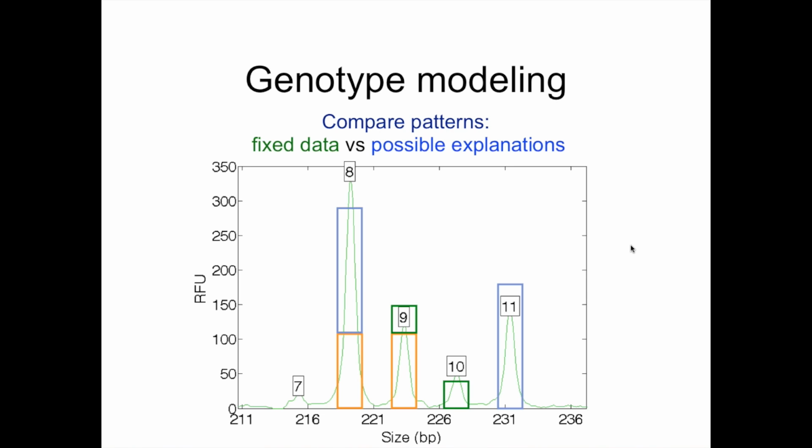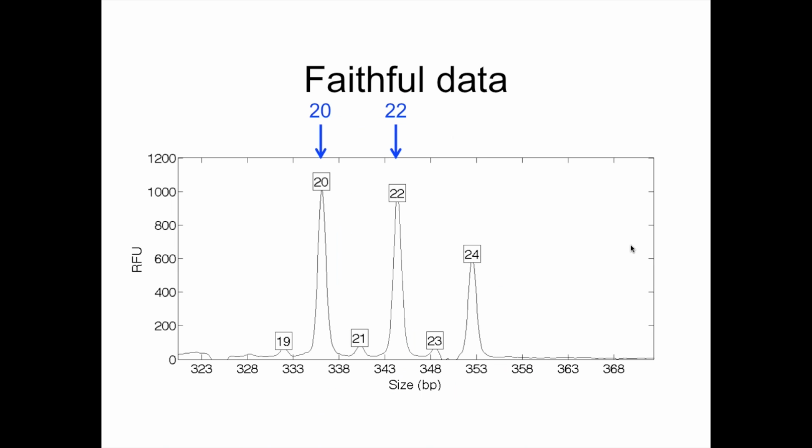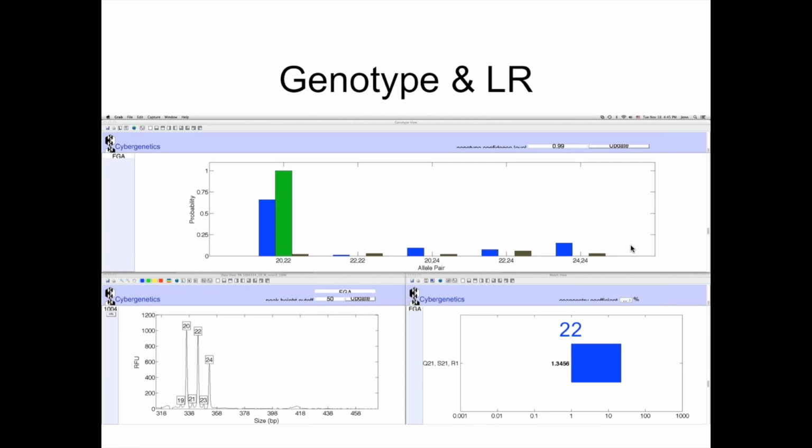So let's see how that helps explain 3 different types of data. First, we have faithful data. This is data where, as you see in the electropherogram, there are good, strong, balanced peaks for a 20 and a 22 as alleles, and we know from other information that a 20 and a 22 actually did contribute to this mixture. The computer doesn't know it when it solves the problem, but we do. And in this situation, let's take a look at the genotype and the likelihood ratio.